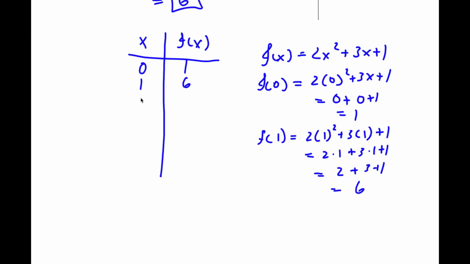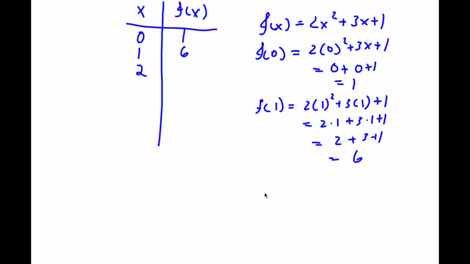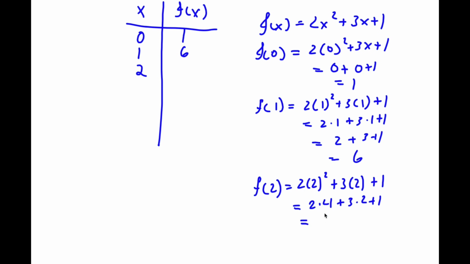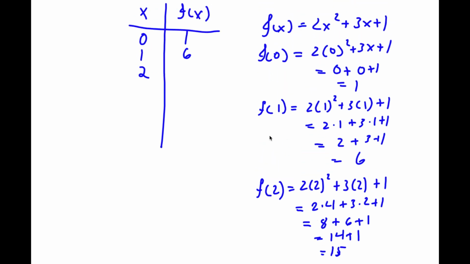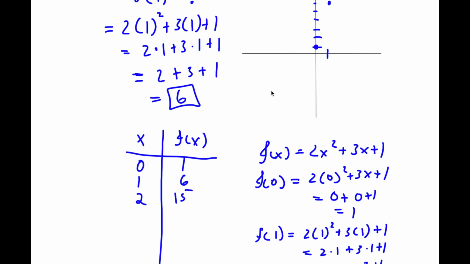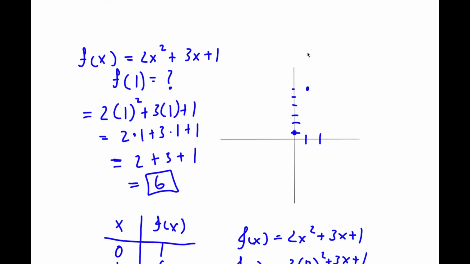Now let's do one more. Let's do f of 2. For f of 2, this would be 2 times 2 squared plus 3 times 2 plus 1. 2 squared is 4, so we have 2 times 4 plus 3 times 2 plus 1. This is equal to 8 plus 6 plus 1, 8 plus 6 is 14, plus 1 is 15. So now we have 2, 15. So 2 is over here, and 15 is somewhere up here.